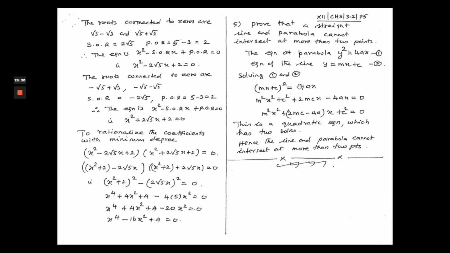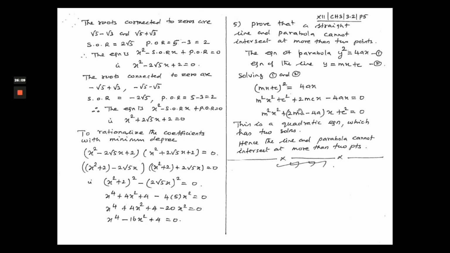The equation of the parabola is y squared is equal to 4ax. The equation of the line is y is equal to mx plus c. Substitute this into the first equation: mx plus c to the whole squared is equal to 4ax. So using a squared plus b squared plus 2ab: m squared x squared plus c squared plus 2mcx minus 4ax is equal to 0. Taking x common from 2mcx minus 4ax, we get m squared x squared plus 2mc minus 4a into x plus c squared.